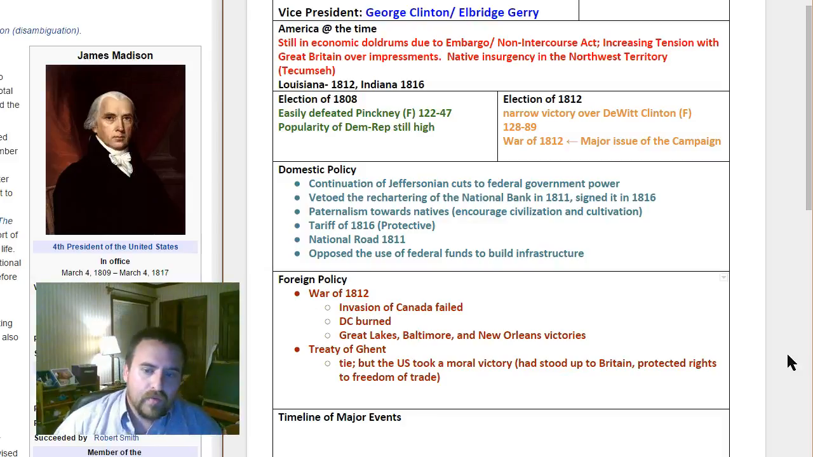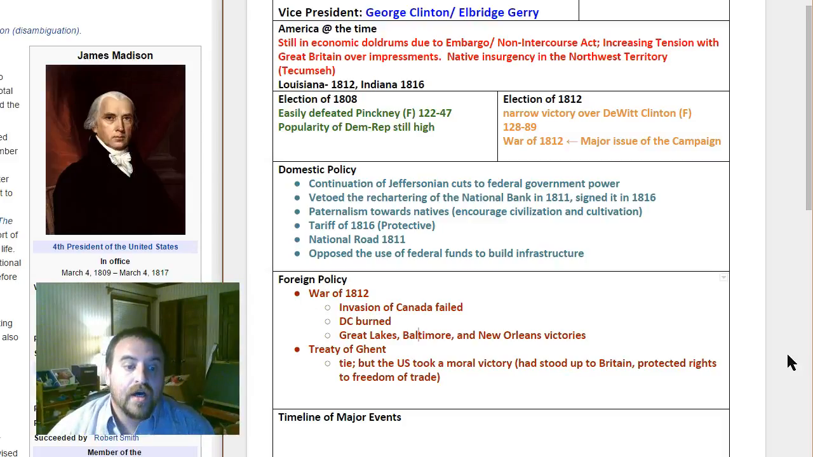We've already kind of covered the War of 1812, so we're not going to go back into it. We're not going to rehash it, but the invasion of Canada fails. We tried three times during the War of 1812 to invade Canada. Didn't work any of those times. Even though we burned Toronto, they burned DC back. But we are going to have major victories: the Great Lakes, Baltimore, and New Orleans. Again, this isn't the time to go into all the battles of the War of 1812. The big thing is that the war technically is going to end in a tie at the treaty, but we're going to take that moral victory that we stood up to Britain, protected our rights to the freedom of trade.